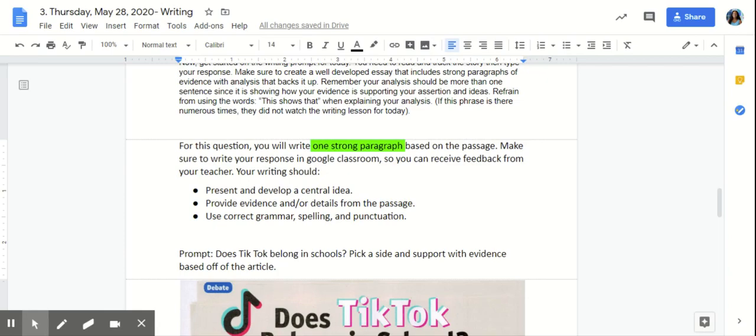If you are still not clear on what your analysis should look like when you're writing your paragraph, reach out to your teachers for help and make sure that you're advocating for yourself if you have any questions.